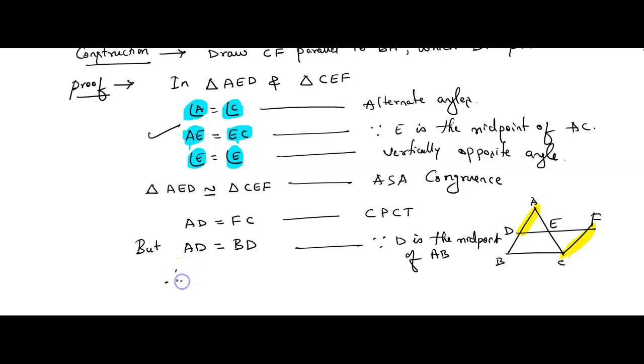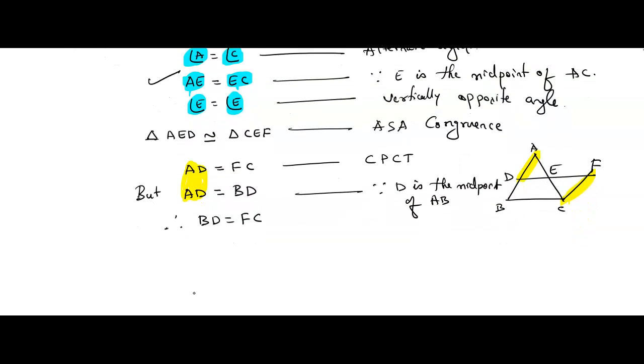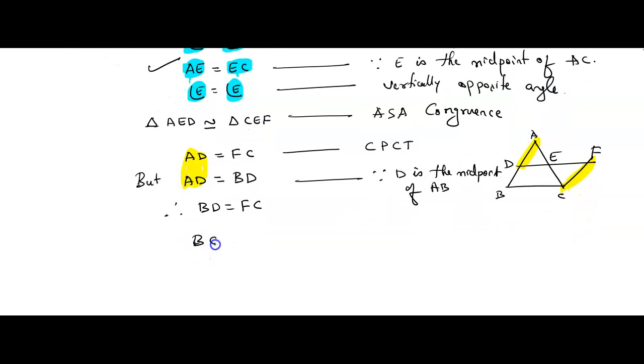Therefore we can say that BD is equal to FC. Can you see this, children? Both the LHS are equal, then even the RHS will also be equal. Now we can say directly here BD is equal to FC. We have already said that BD and FC are equal. Now we can say directly that BCFD is a parallelogram.